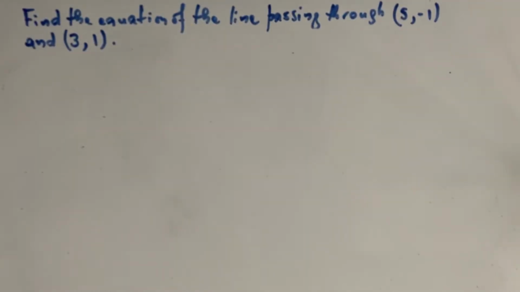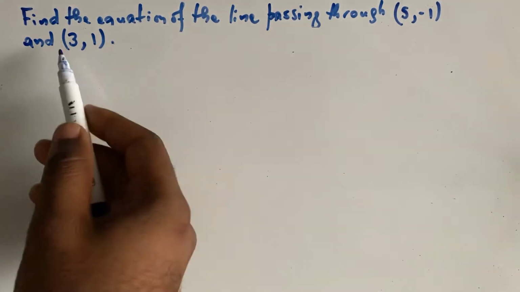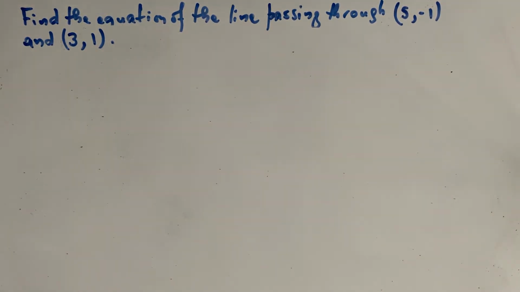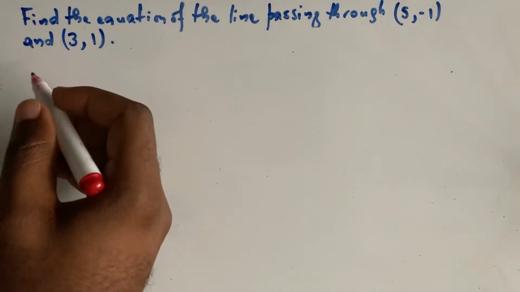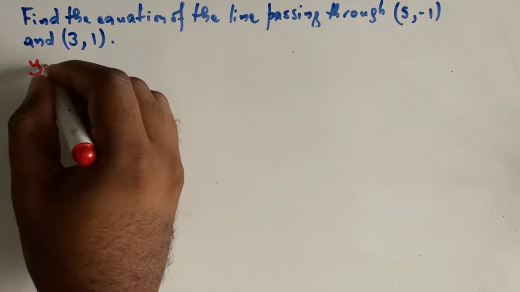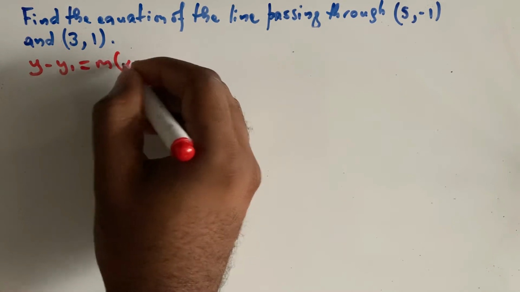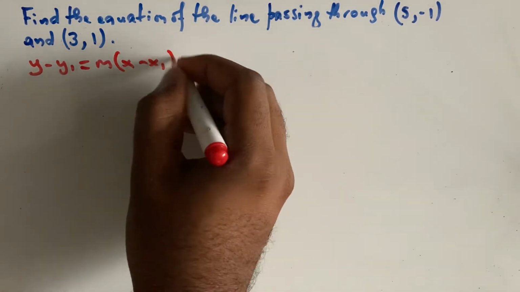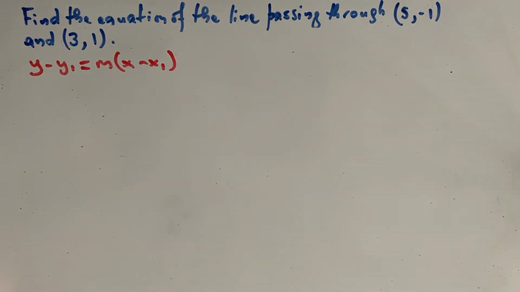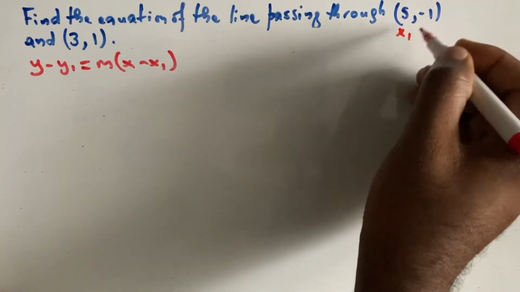Hello guys, in this video I'm going to show you how to find the equation of a line passing through 2 points. Just like my previous video, what you have to know is the point slope formula. We start with y minus y1 equals m times x minus x1, which is the point slope formula.